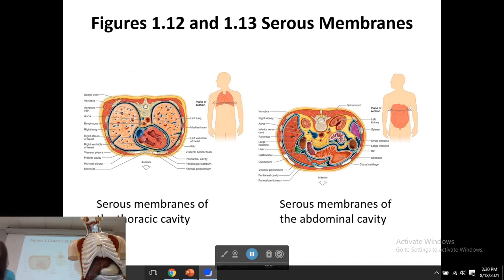For our first lab assignment, what we're going to do is look at the models that we have and find where those different membranes would be on the models. Okay, so we have 3 right here, and we'll have to share those. We also have a larger one at the back of the room.